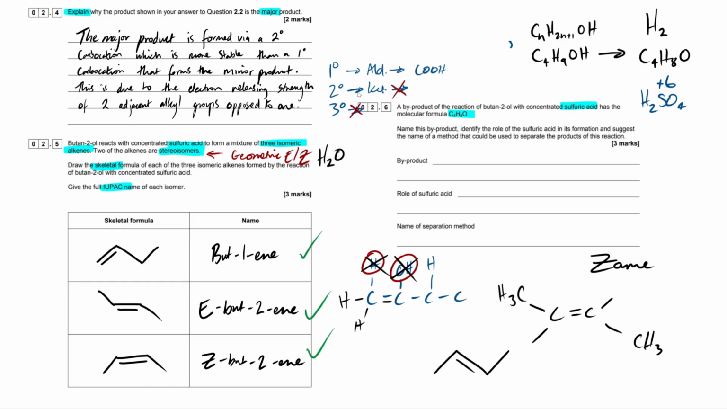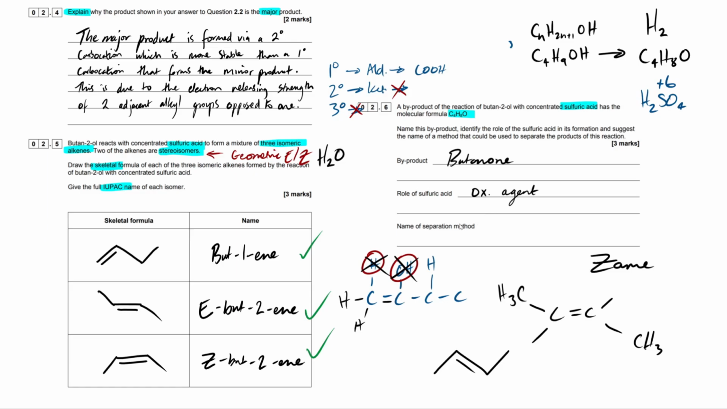So our byproduct here, when we are going from butan-2-ol to a ketone, it's naturally just going to produce butanone. Okay, butanone. Okay, that is our byproduct. Now, like I already explained, the sulfuric acid can act as an oxidizing agent. So that's just going to be oxidizing agent. Okay, done right there.